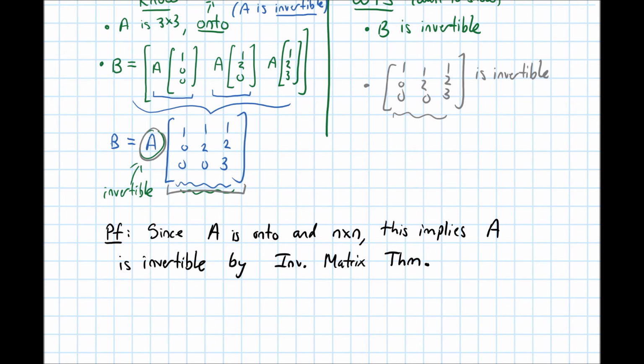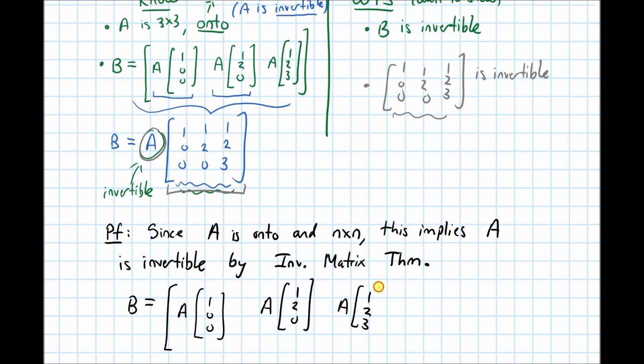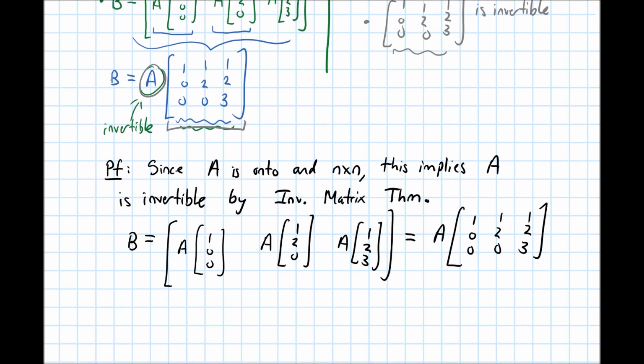The next thing that we did is we wrote what B was. So let's do the same thing in my proof. I'm going to do it with complete sentences to make my argument as rigorous as possible. The first column was A times 1, 0, 0. The next column was A times 1, 2, 0. And the next column was A times 1, 2, 3. Just like we did in the scratch work, let's rewrite this using the definition of matrix multiplication. This is A times the matrix 1, 0, 0, and then 1, 2, 0, and then 1, 2, 3. Let's just call this matrix C, for short.